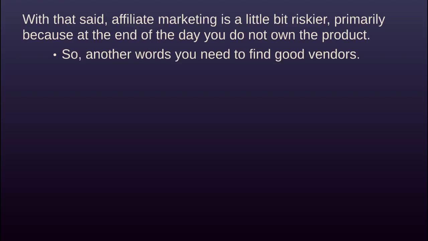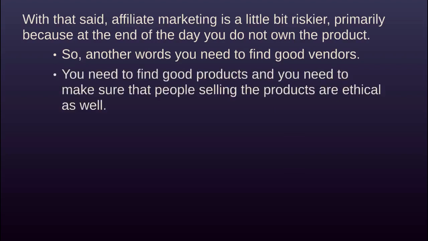So in other words, you need to find good vendors that will actually be there, vendors that are long-term, vendors that do not really have a short-term mindset. And in addition to that, you need to find good products as well, right? You need to make sure that the people selling these products are ethical as well. Are they going to be in business for a long, long time? Or are they doing a lot of things under the table, and maybe they're building their business on quicksand, essentially? If that's the case, by you promoting their product, you're also building your business on quicksand as well. So you need to make sure you either have good vendors or you do affiliate marketing in such a way that it will be long term.